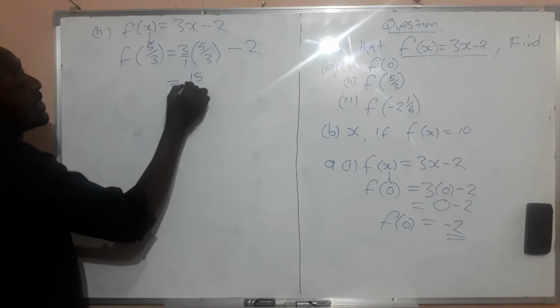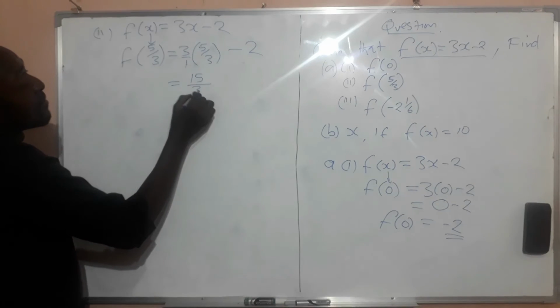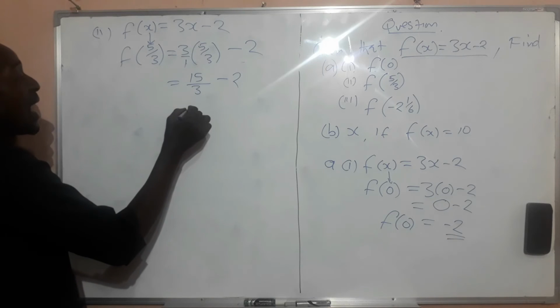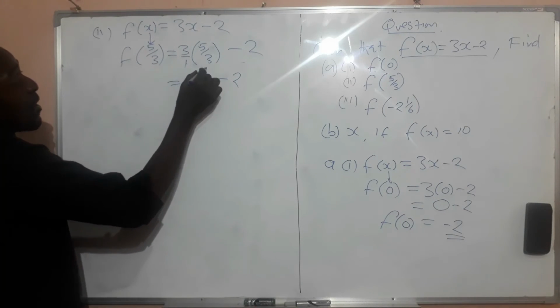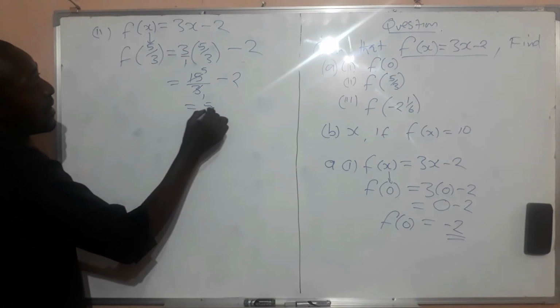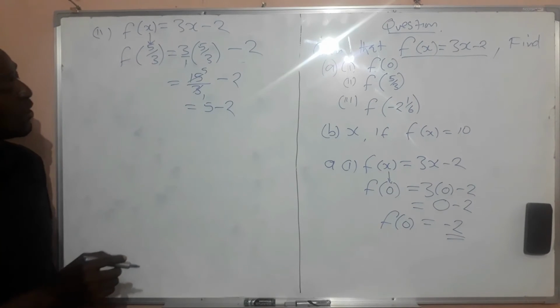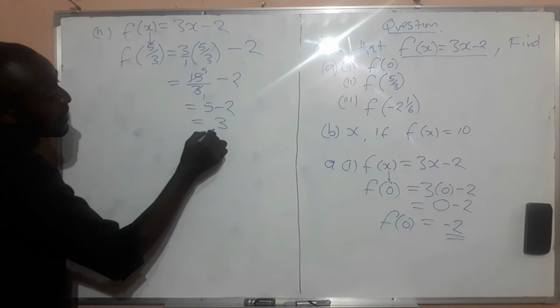You are going to have 15. 1 times 3 here, you have 3 minus 2. And then you can divide here. 3 there, 1. 3 there, you have 5. So you are going to have 5 minus 2. Okay, so which will give us 3.